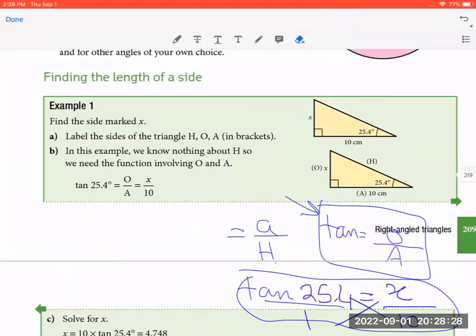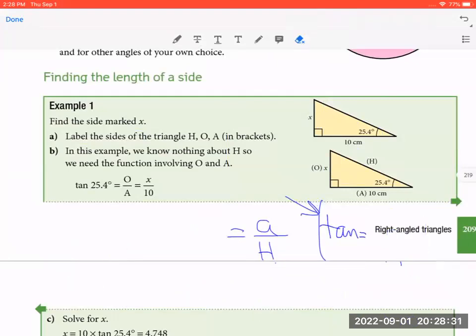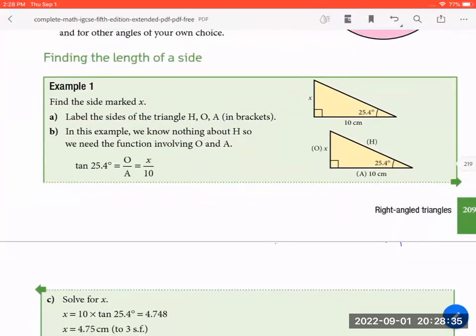You have to put it in 3 significant figures. So what is the value in 3 significant figures? It will be 4.75.